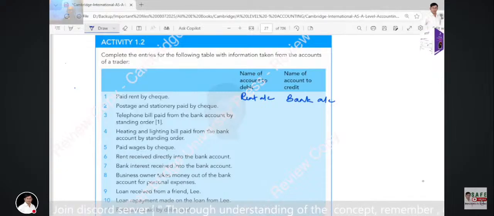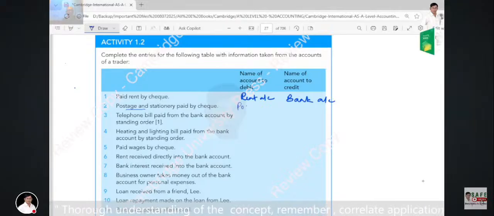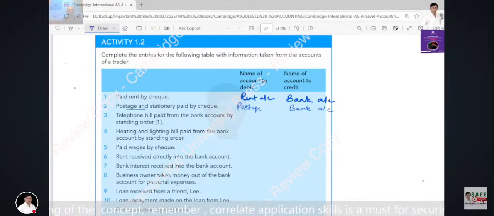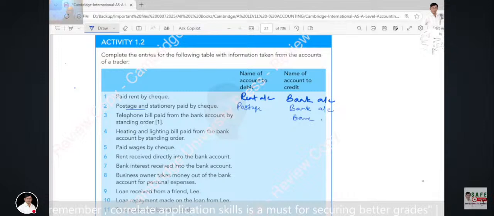So postage and stationery paid by check. Again, money is going out of bank. So postage and stationery is an expense, so debit. So here, bank. Why? Because money is given away. Credit what goes. Telephone bill paid from the bank account by standing order. Whether it is standing order or whatever, money will go out from the bank itself, so bank account. So here it will be telephone charges.